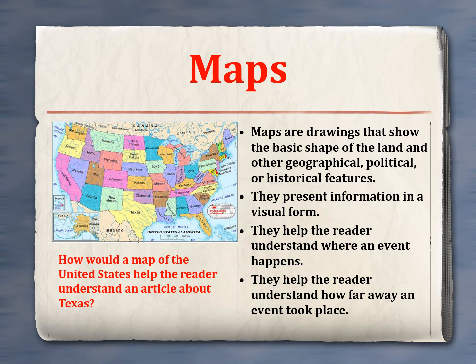For example, the westward expansion, okay? Remember when the colonists came to America and they came in through New York, and then slowly over the years they started their expansion down south, and then they started going toward the west, okay? So when you have a map such as this, that helps you to be able to visualize that, okay? All right, so our question, how would a map of the United States help the reader understand an article about Texas?